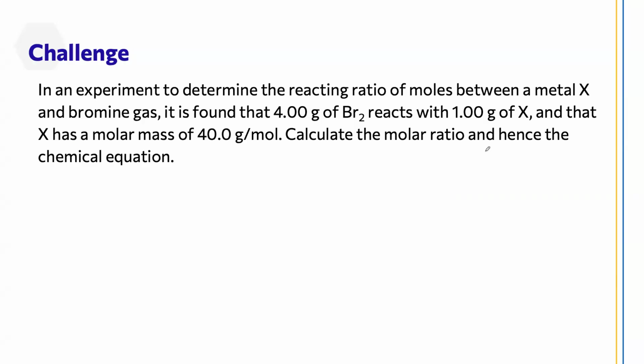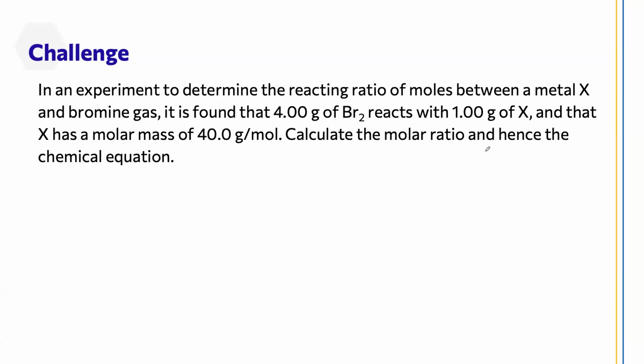Let's consider this challenge. In an experiment to determine the reacting ratio of moles between a metal X and bromine gas, it is found that 4 grams of Br2 reacts with 1 gram of X, and that X has a molar mass of 40 grams per mole. Calculate the molar ratio, hence the chemical equation. This is a little more challenging and is about the level of the AP exam if they were to ask a challenging stoichiometry problem.